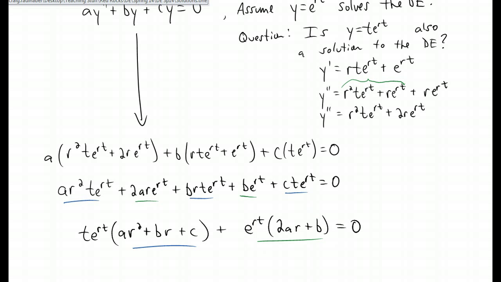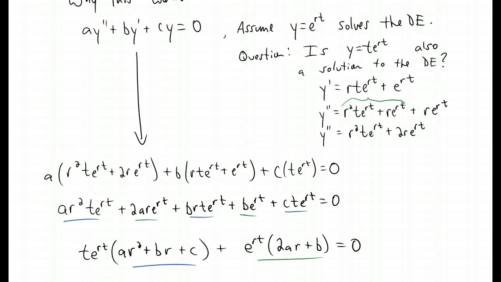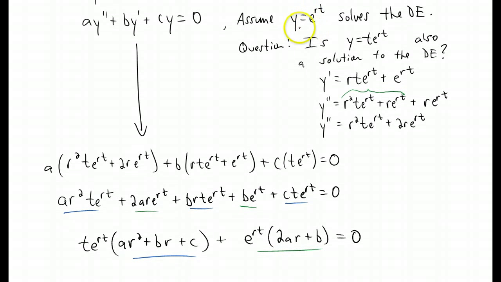Now we're at a point where we need to understand our assumption. Our original assumption was that e to the rt solves the differential equation. Well, what does that actually mean? I'm just going to put a little side note right here in the middle of the page. If e to the rt solves the differential equation, then that means if we took two derivatives and plugged our derivatives into the left side, all this stuff on the left should add up to 0.